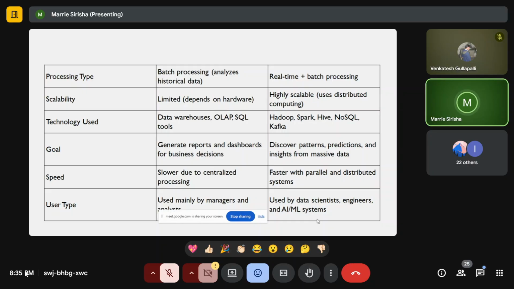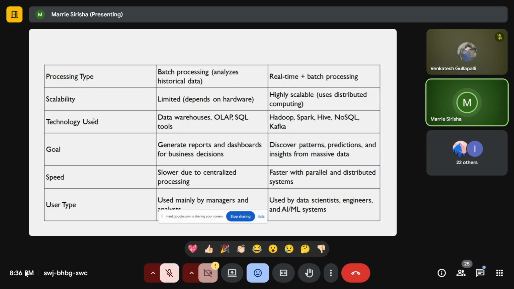And scalability. How was the scalability? That means how the data is dependent on hardware. It is dependent only on hardware, that means limited scalability only. Whereas in big data, we have high scalability, as it uses distributed computing. Okay. So what are the technologies used in traditional business intelligence? Data warehouses, OLAP, SQL.